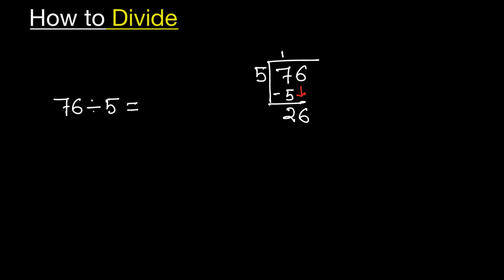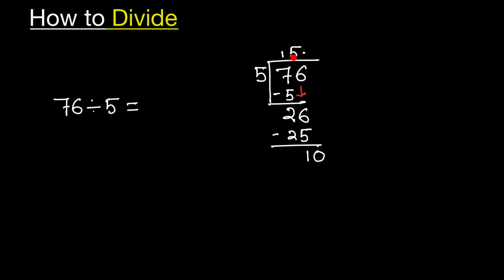And we know that 5 times 5 is equal to 25. Subtract, we get 1. Now see that this 1 is less than 5 and we have no number to bring down here. That's why in this case we will borrow 10 and for that we need to put a decimal here.